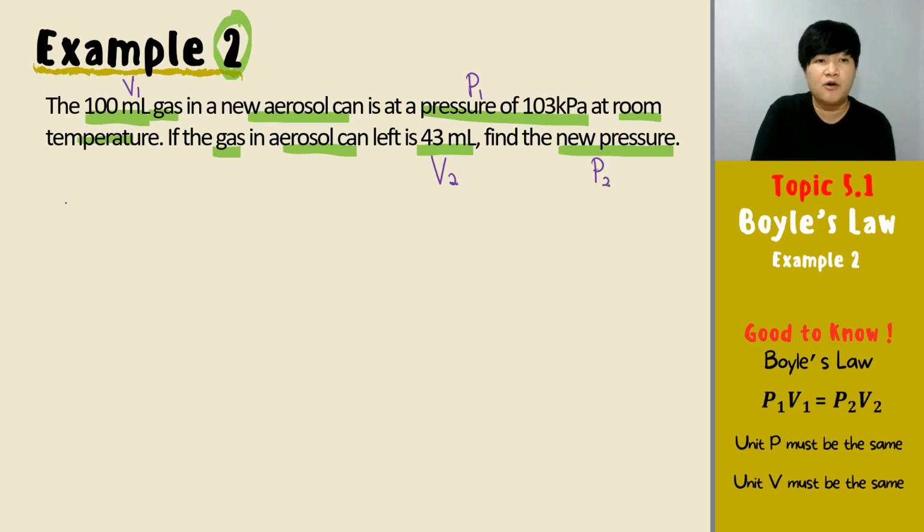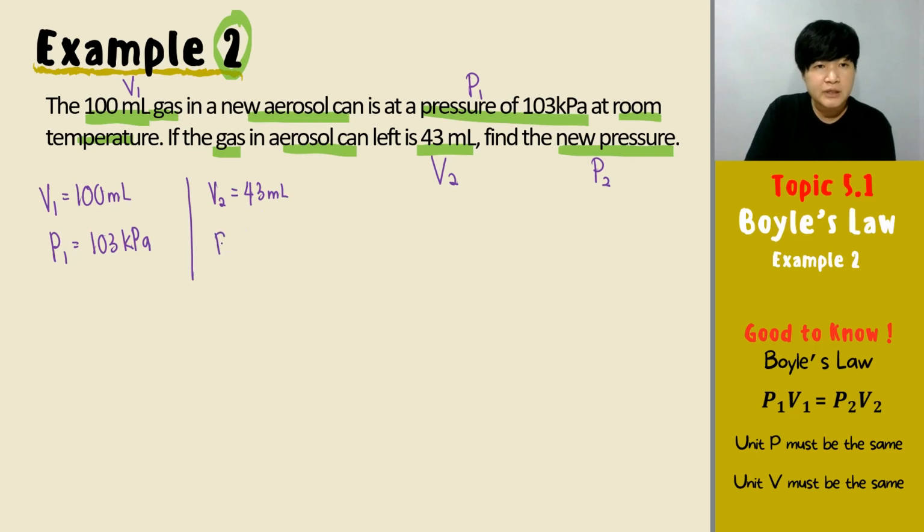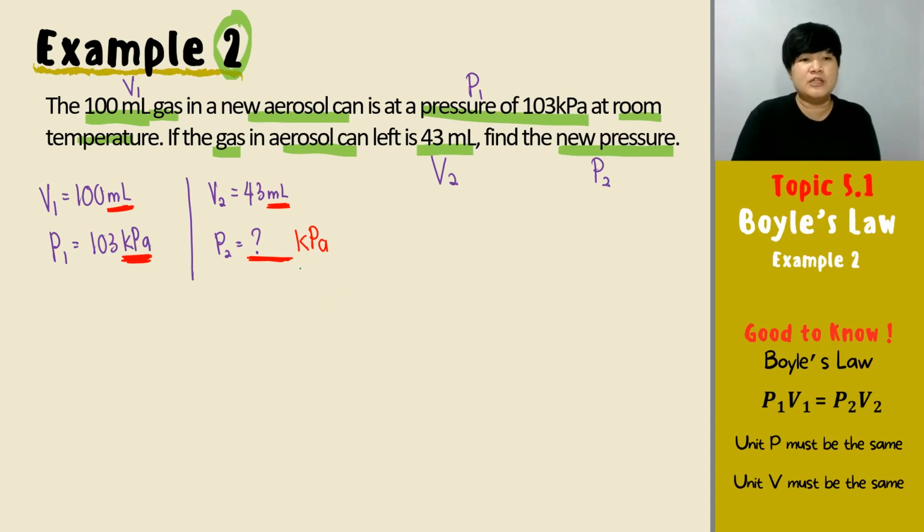As always, we will take it out first. My V1 over here is 100 milliliter, my P1 over here is 103 kilopascal. And then you have your V2. Our V2 is 43 milliliter. Our P2 is the one that we are looking for. Same thing, before we proceed, check the unit. Make sure the volume, both are in the same unit, and the pressure given is in kilopascal. In other words, when I calculate, my P2 will also be in kilopascal. See that? Simple.